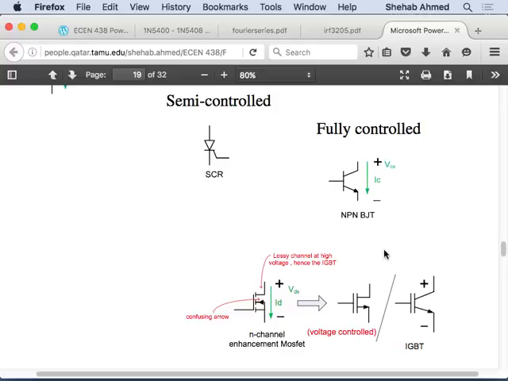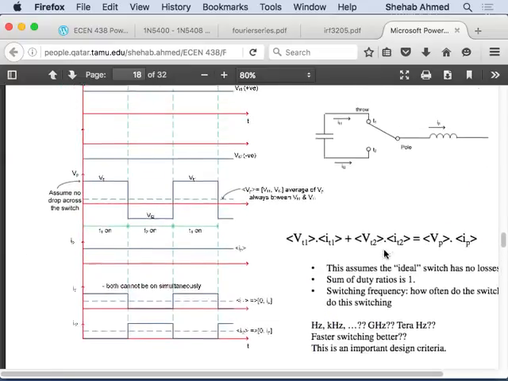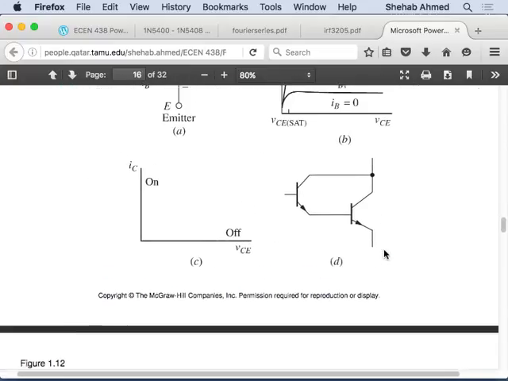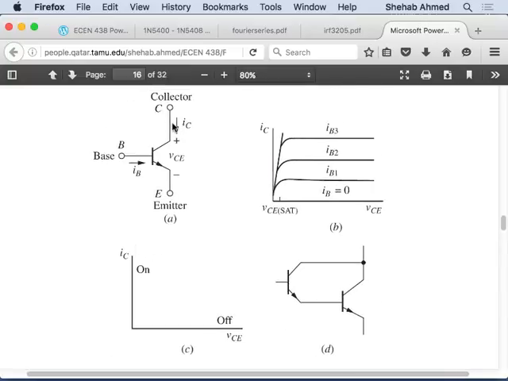Does the IGBT block the reverse current? Yes, it's exactly like these devices, like the MOSFET or BJT. It will block reverse current. It will not allow reverse current to flow, and it will block positive voltage and conduct positive current. The IV characteristics are exactly the same.